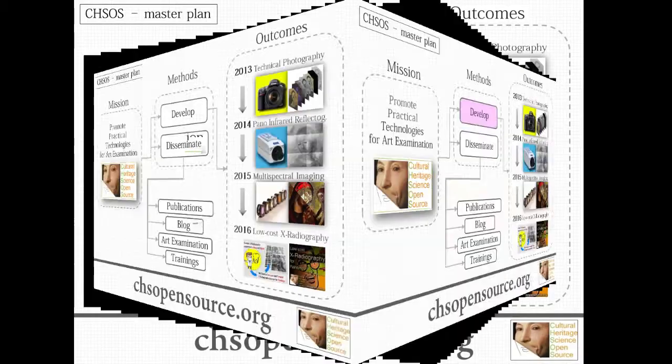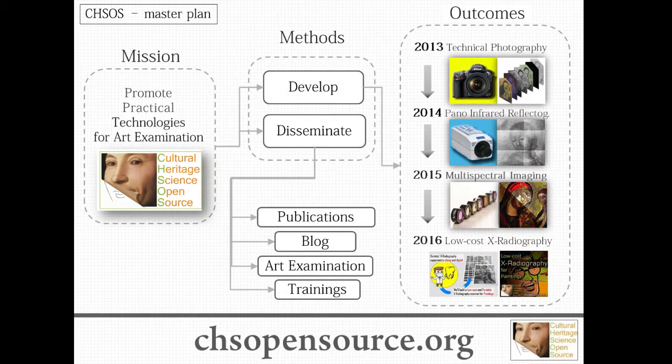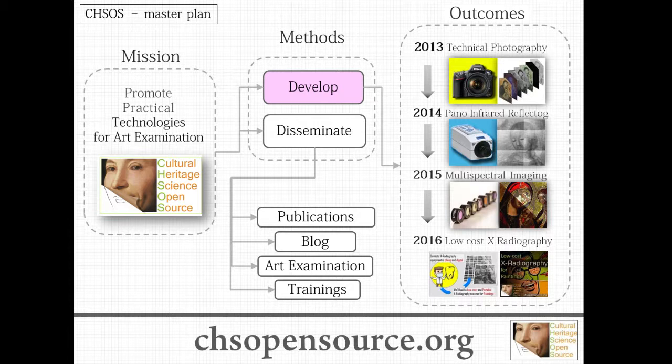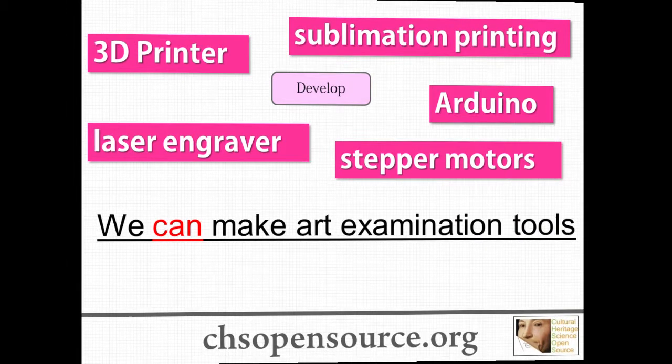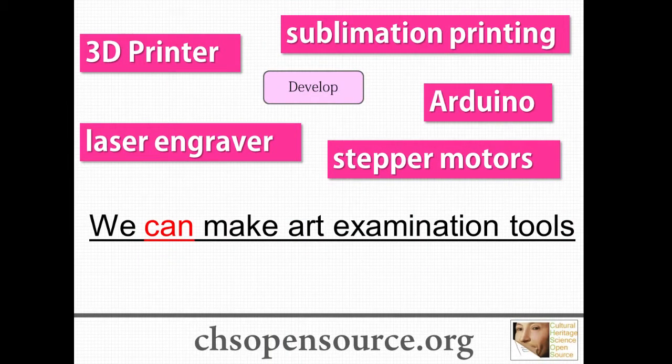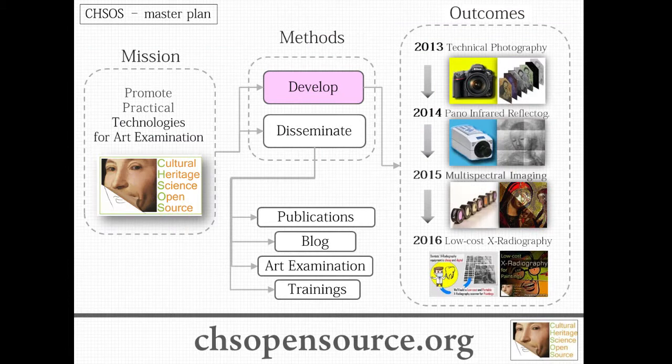So this plan started with developing these practical tools, of course. The idea is that every year we can start to focus on a specific kind of equipment and make a practical version of it. It's not like developing new sensors, new detectors, because it's just a small initiative.